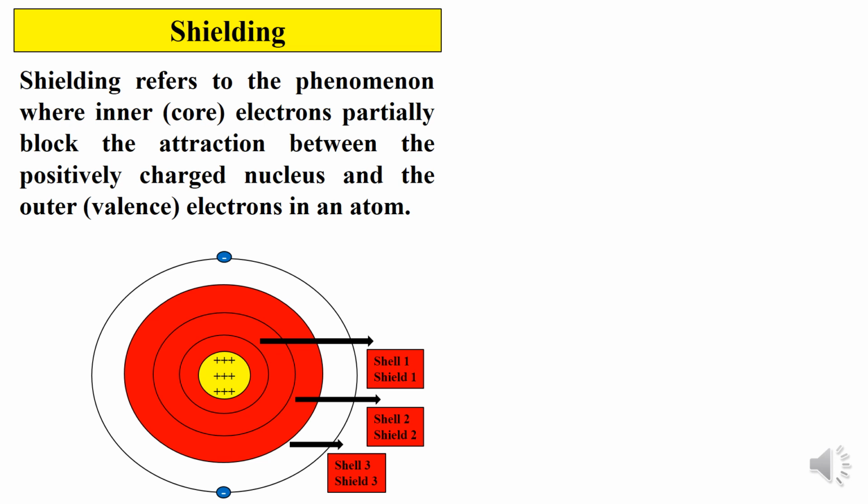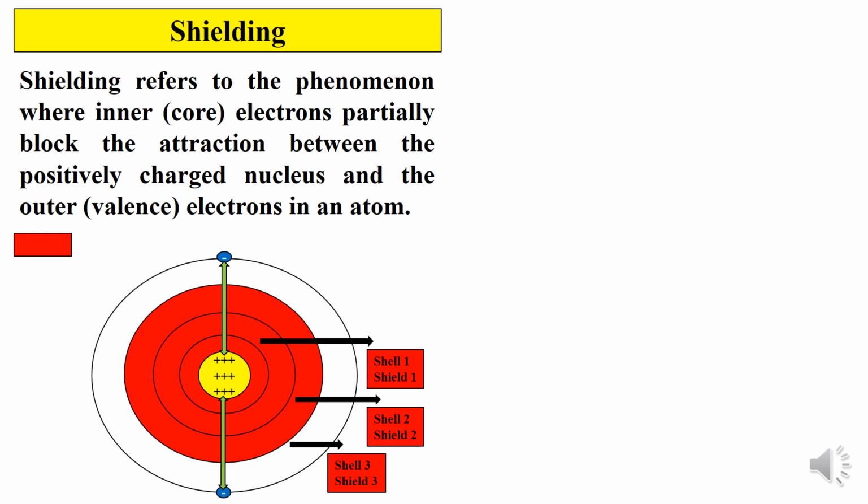Now these 3 shells containing the core electrons act as respective shields, and thereby they partially block or reduce the electrostatic force of attraction between the positively charged protons present in the nucleus and the electrons present in the outermost valence shell.